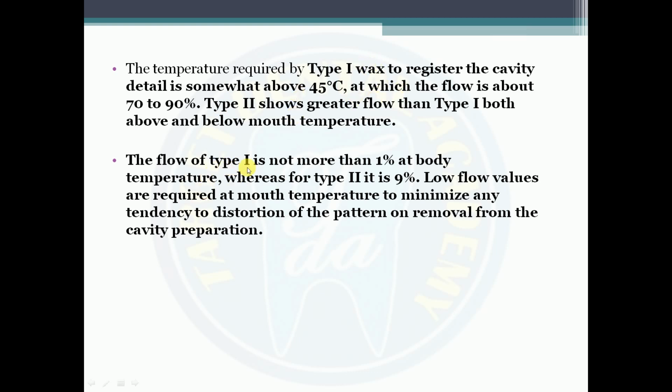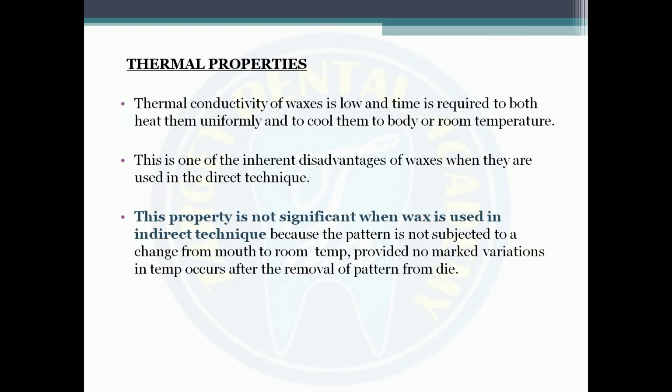The flow of type 1 is not more than 1% at the body temperature, whereas for type 2 it is 9%. See the difference. Type 1 is not more than 1%, whereas type 2 it is 9%. Low flow values are required at mouth temperatures to minimize any tendency to distortion of the pattern on the removal from the prepared cavity, or you can say the cavity preparation.